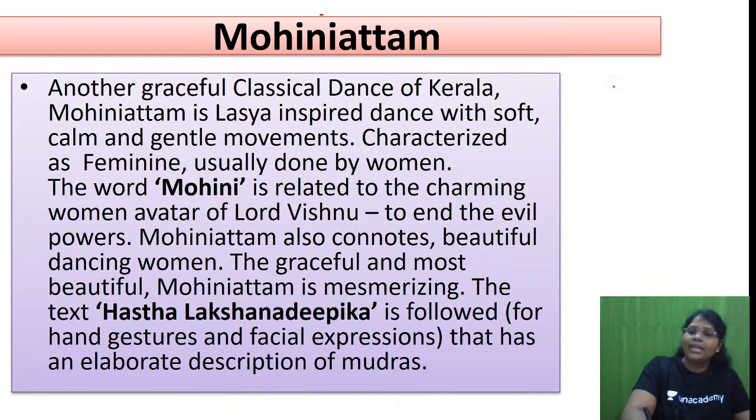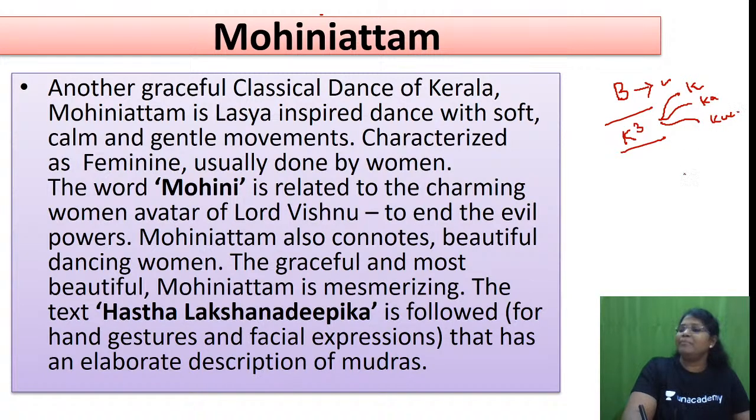Then moving on, I think B is done. What is B? Bharatanatyam is done. What is K3? Did I complete all the K3? K1, Kathak, Kathakali, Kuchipudi. Am I right? I have completed all this. Then, of course, I have completed Odissi. Now, M: Mohini Attam and Manipuri.